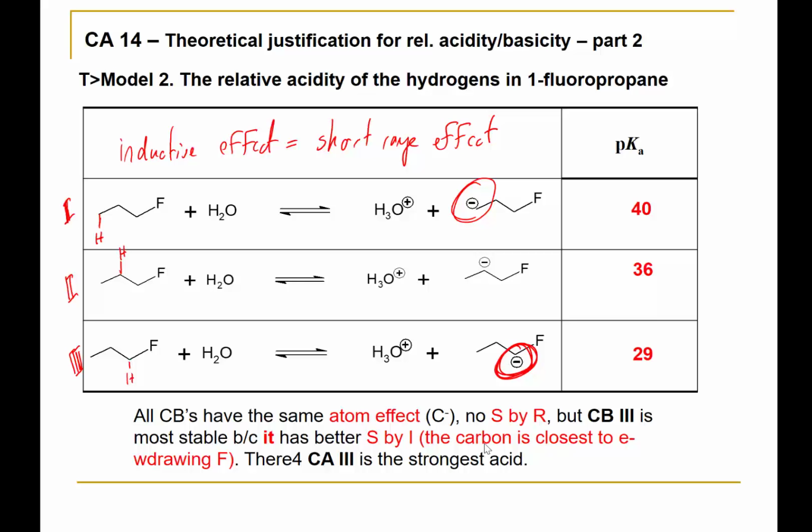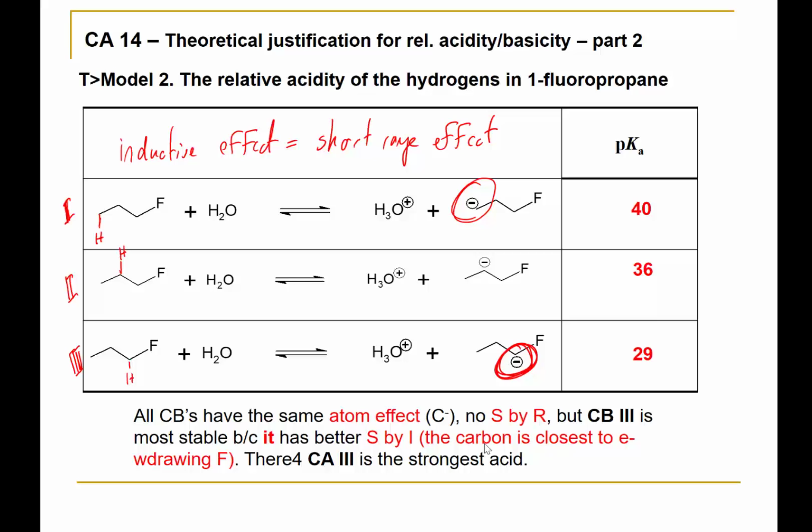So we've essentially summarized the main points concerning the inductive effect. Number 1, the more electron withdrawing groups there are, the more stabilizing of the negative charge. The more electronegative the atom is, the more stabilizing it is of the negative charge. And the closer the electron withdrawing group is, the more stabilizing of the negative charge.